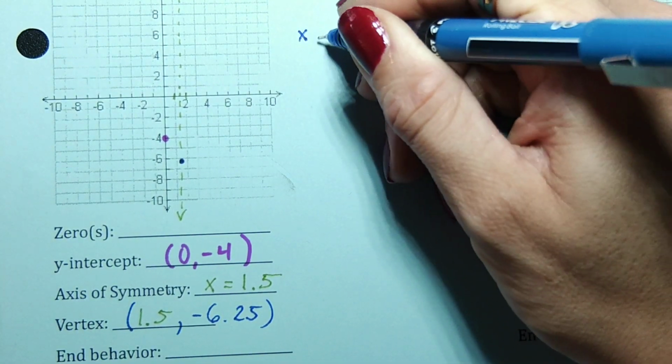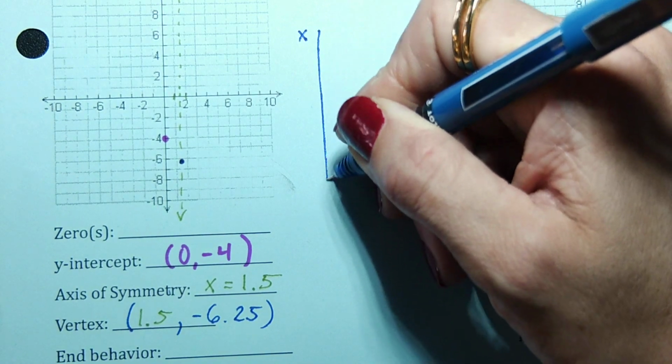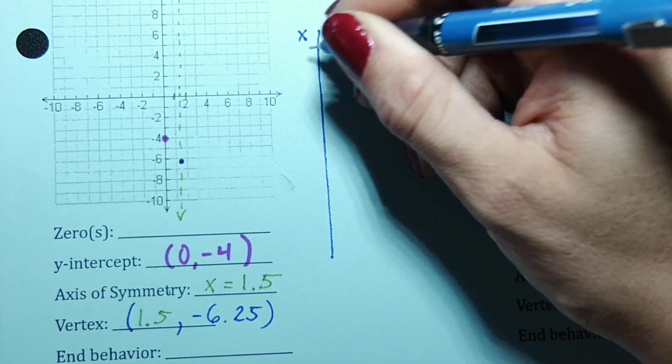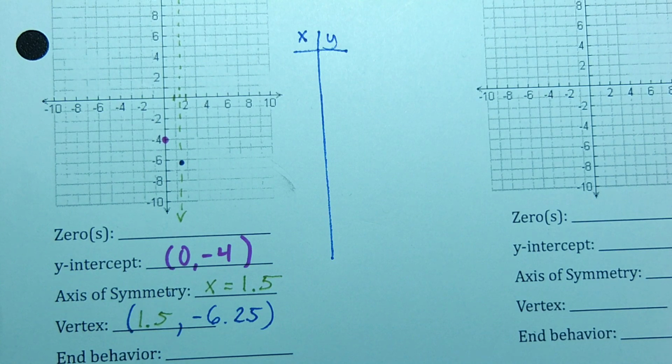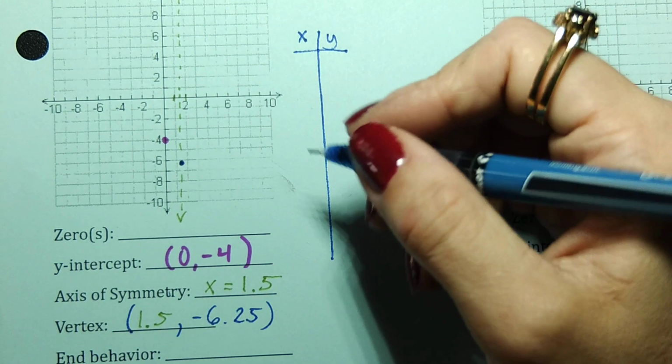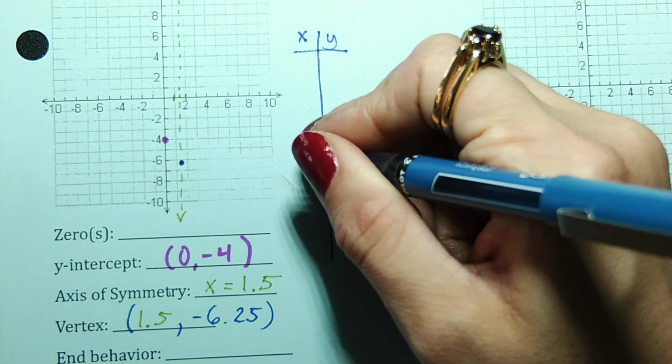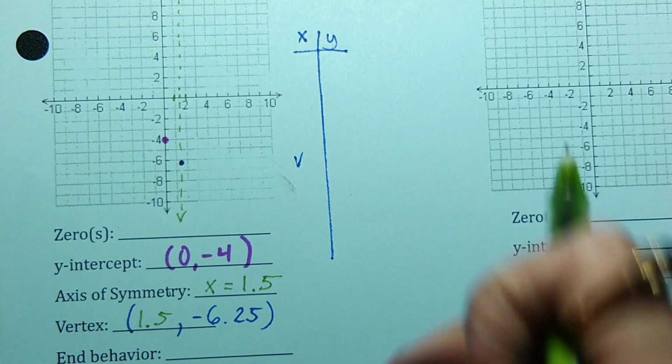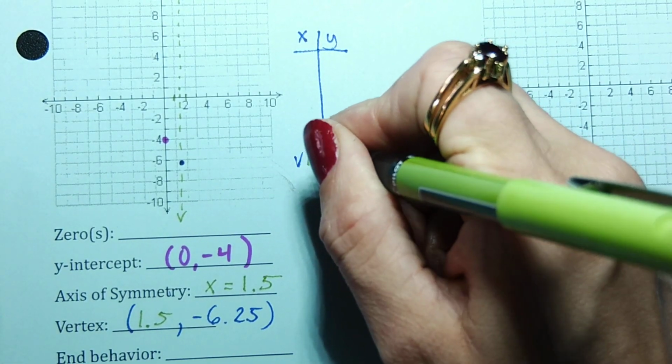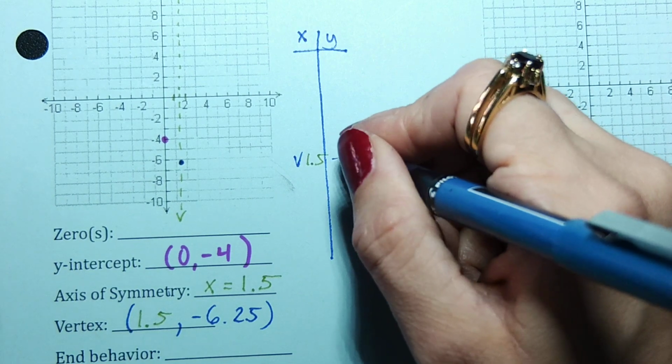And remember, how big does our table need to be? Big enough to catch those zeros or to catch the x-intercept. So it might need only 5 points, it might need 9 points. We won't know until we start plotting those points. So we're going to center this around our vertex. So 1.5 and -6.25.